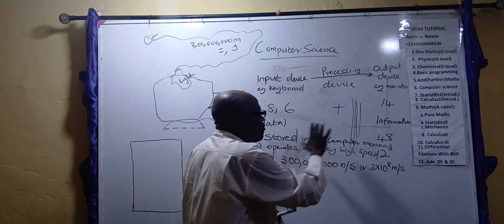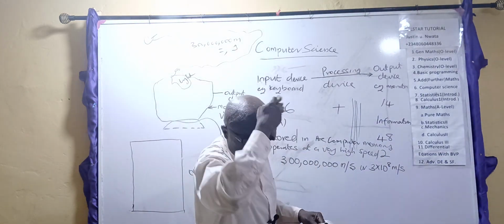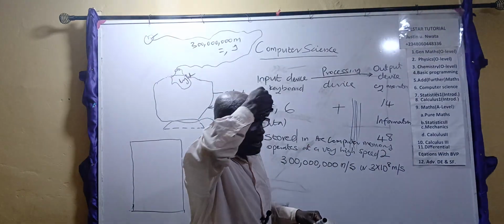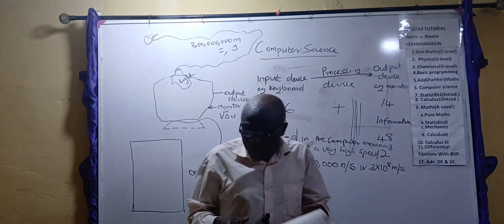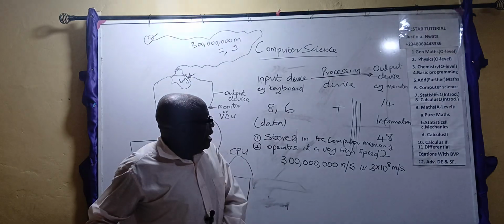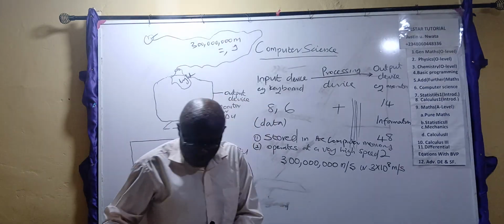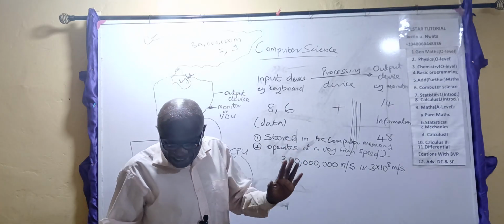Data is what you put in, information is what comes out. But at times, this word data can be used anyhow. It can be used both as information and as data itself. So, a computer processes data and information. A computer has memory, which it can use to store information or data for thousands of years. It operates at a very high speed.